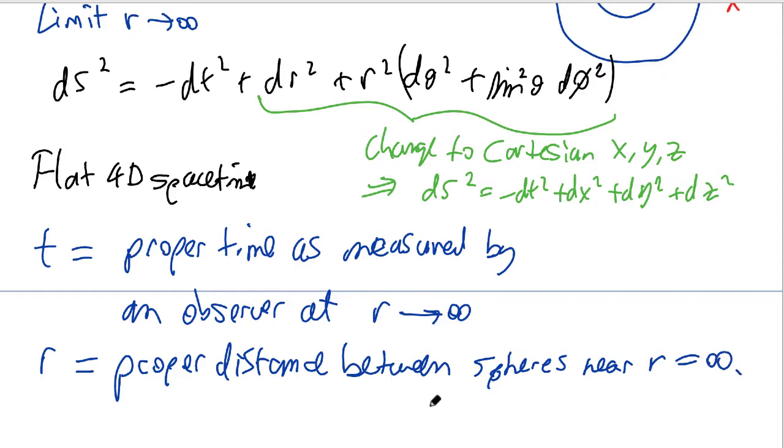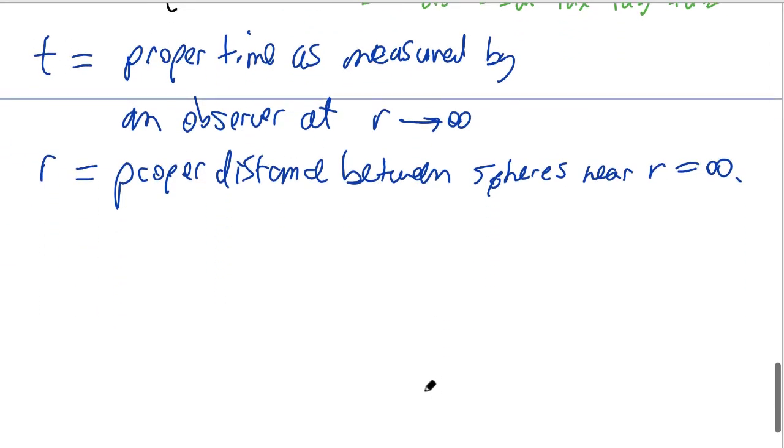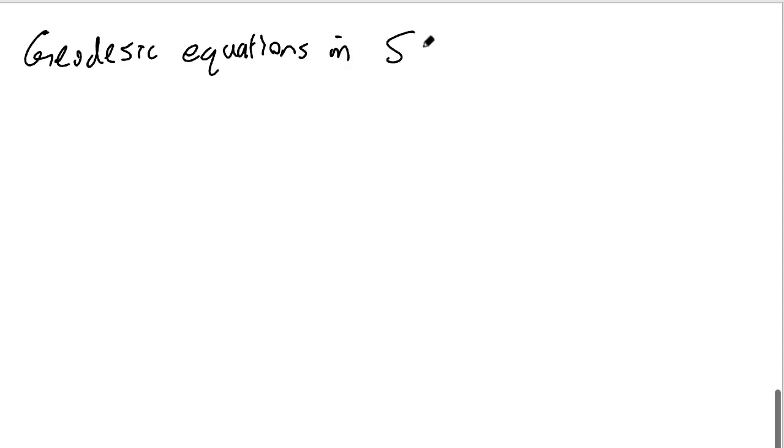Now that we have a little bit of familiarity with the Schwarzschild geometry, we can begin to work out some of the interesting consequences. For that purpose, we'll need to solve the geodesic equations in various circumstances. So let's look at the geodesic equations in the Schwarzschild geometry.